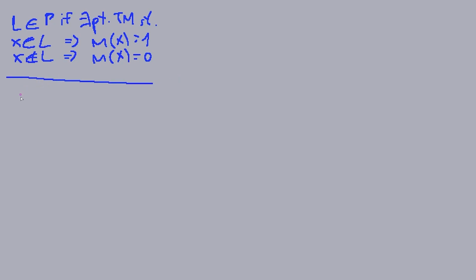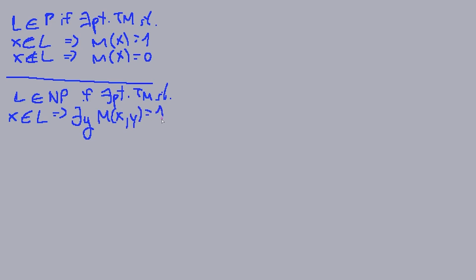And in a very similar way, we said that L belongs to NP if there exists a polytime Turing machine such that if x belongs to L, then there exists at least one witness, one certificate, one path, such that your Turing machine M of x, y is equal to 1.